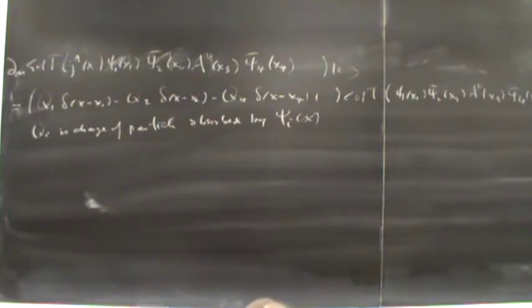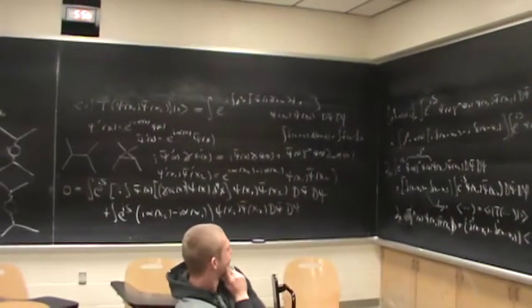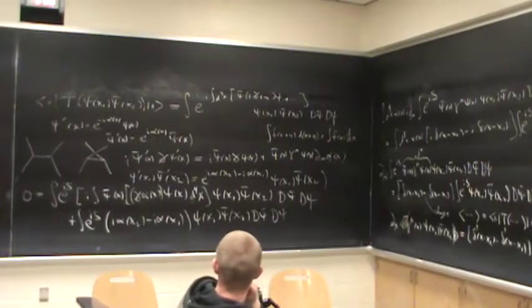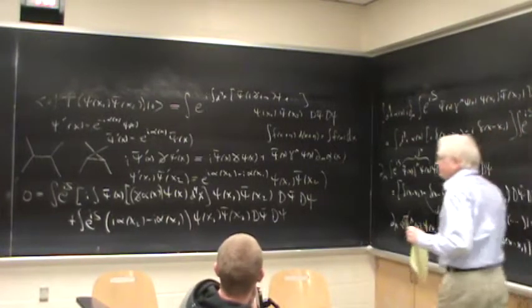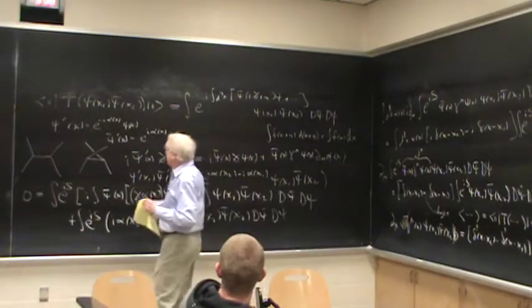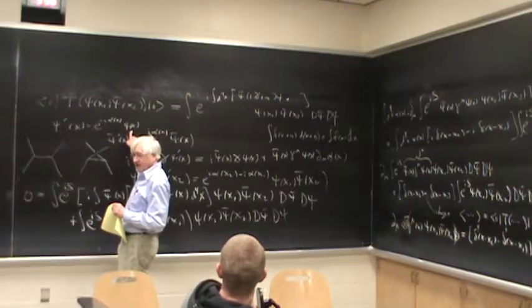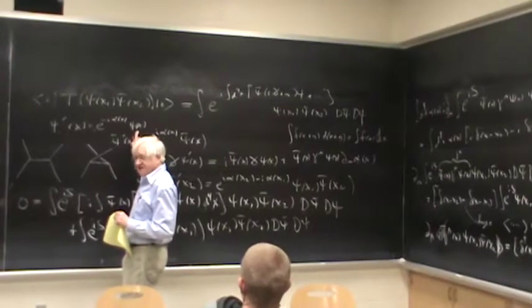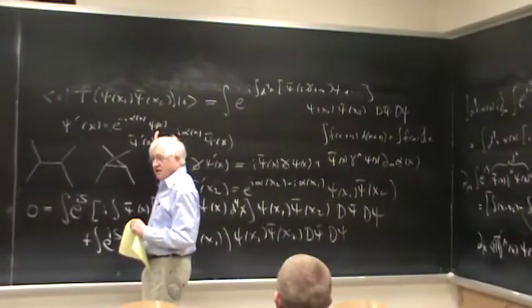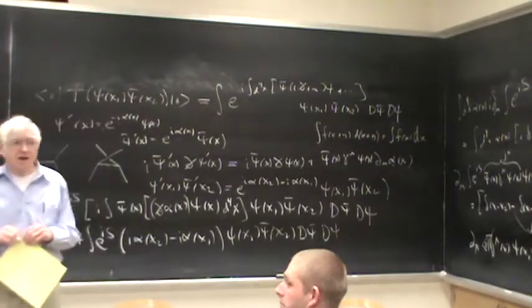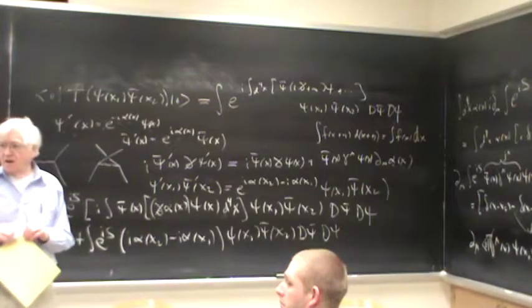Well, that ψ prime equals... let me try to get it straight. ψ prime is equal to e to the minus i α ψ. So that's the local gauge transformation. Yes. So this tells us that the local gauge invariance gives us the kind of charge conservation.